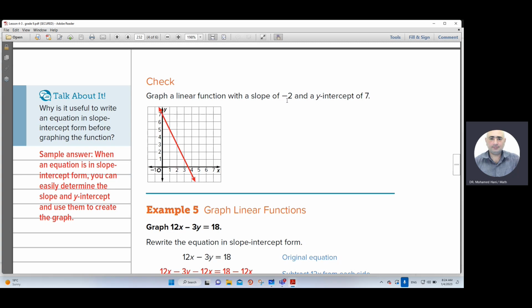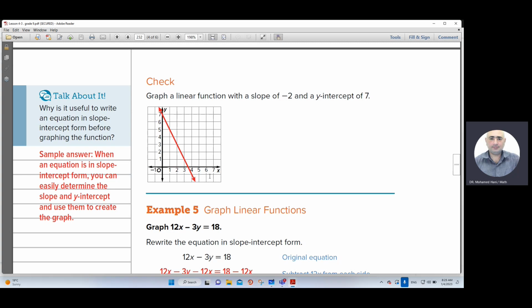Then, what's the meaning of negative? Go down or up? Down. Go down. How many units? 2 units. So go down 2 units. 1, 2. Then go 1 right. So the second point will be here. Then match between them.